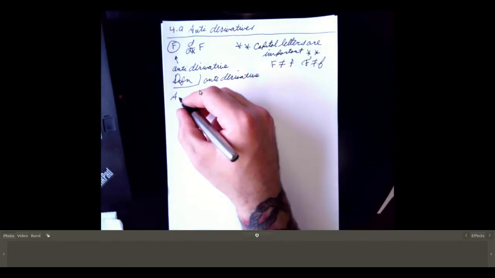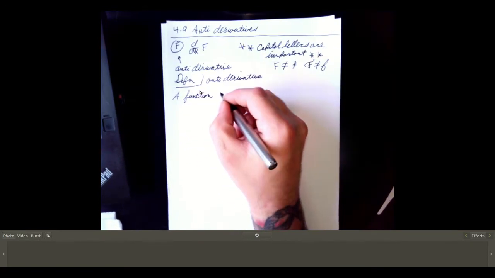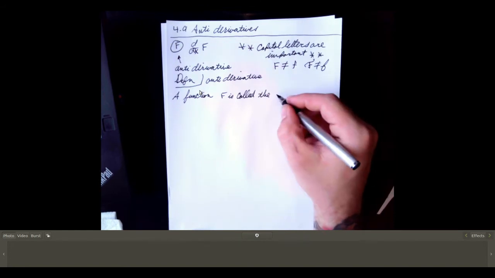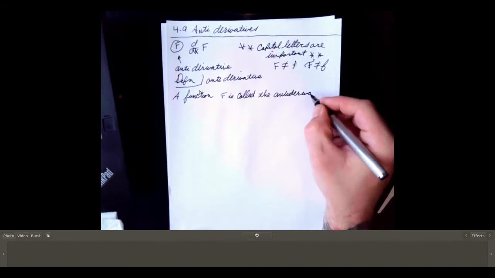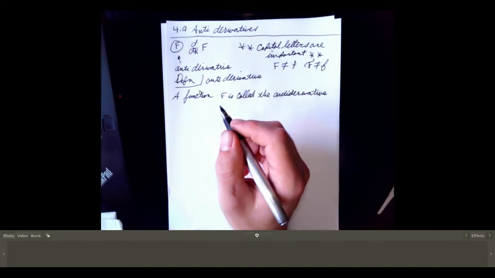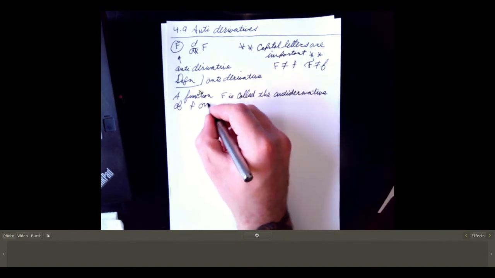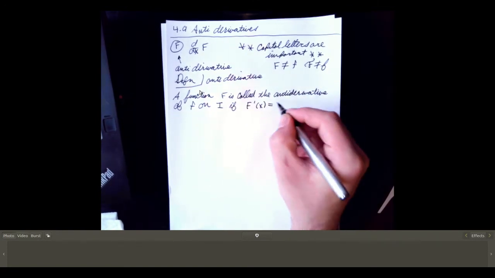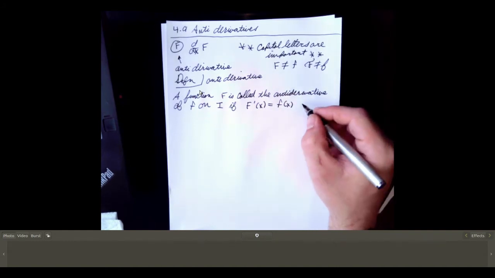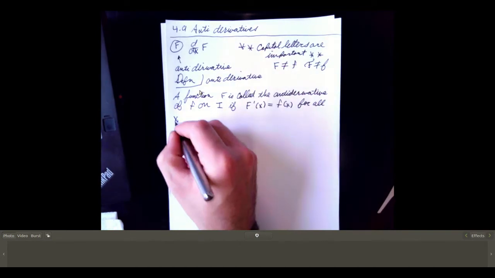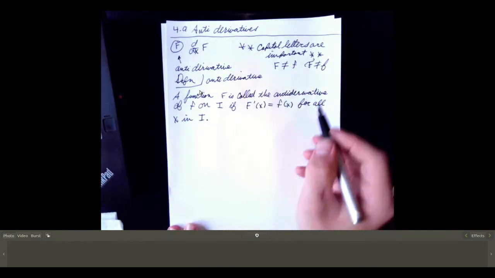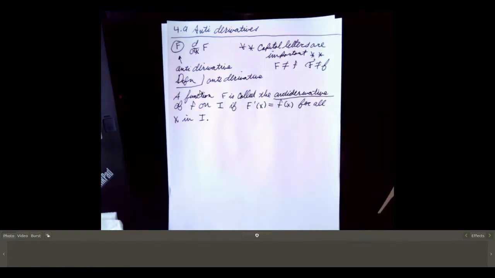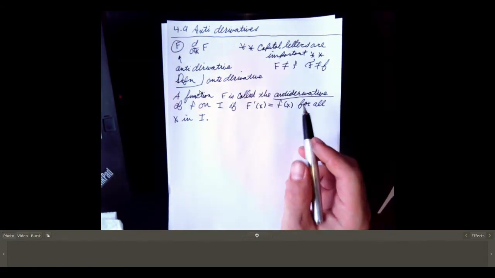Okay, so a function capital F is called the antiderivative of little f on some interval I if capital F prime of x is equal to lowercase f of x for all x in I. Okay, antiderivative. To set the record straight, antiderivative is typically one word. I have more often than not written it as two words.